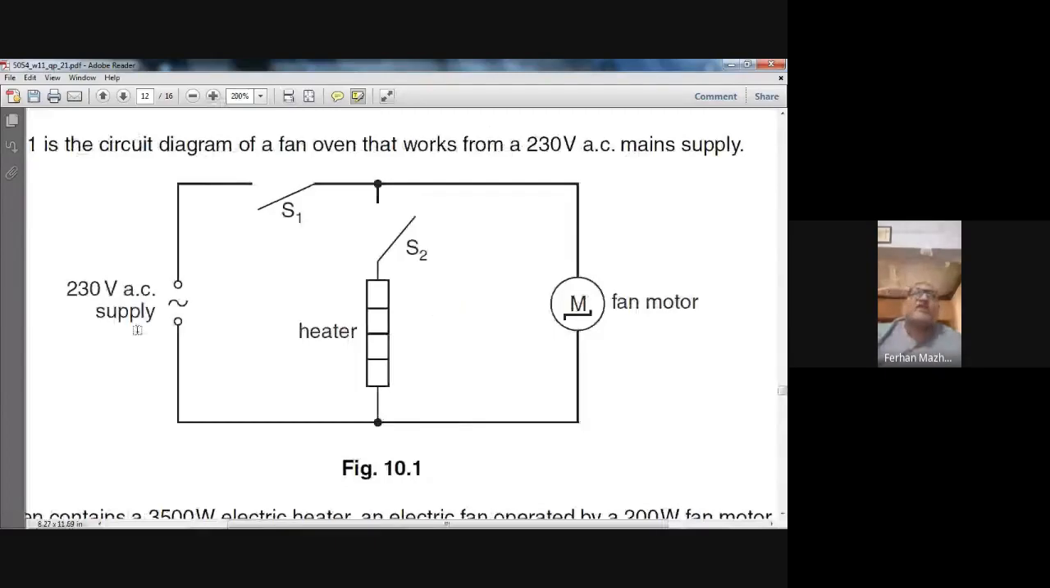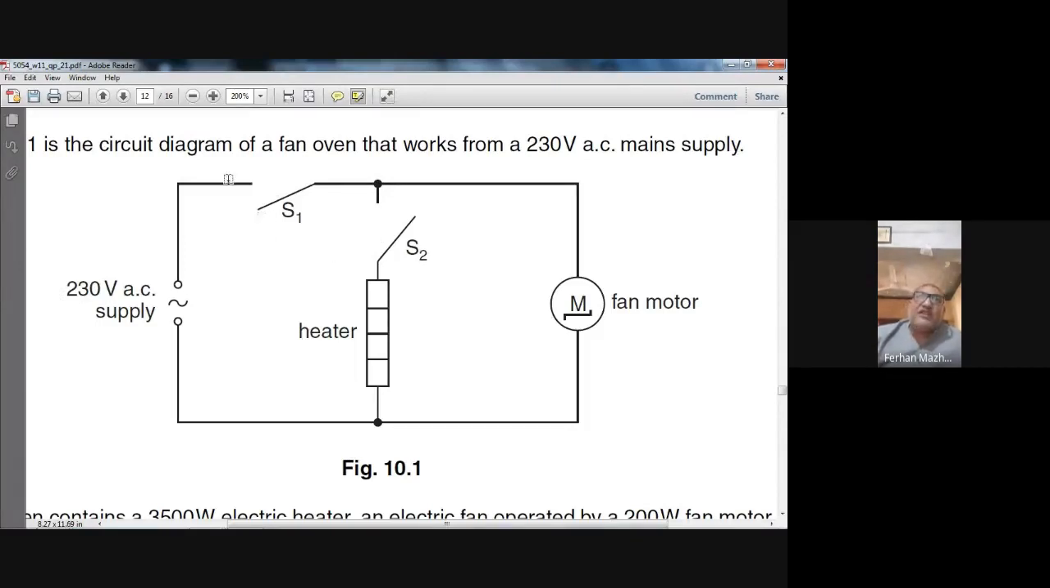So, here we have an alternating supply. The EMF of the supply is 230 volt. From here the current will be coming. Here I have a switch. We call it switch 1, S1. And then here I have a junction. From here two wires are going. One is going into the fan motor and one is going into this heater. And for the heater we have a separate switch also, S2.